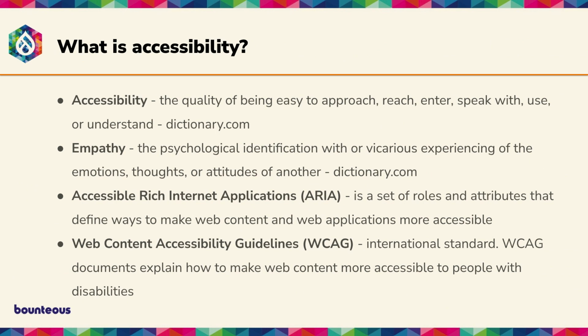Okay. Before we get started, let's get on the same page about what these 4 wonderful words are. The first one, accessibility, meaning the quality of being easy to approach, reach, enter, use, understand. Empathy, meaning the psychological identification with or vicarious experiencing of the emotions, thoughts, or attitudes of someone else. And ARIA, which stands for Accessible Rich Internet Applications, is a set of roles and attributes that define ways to make web content and web applications more accessible.